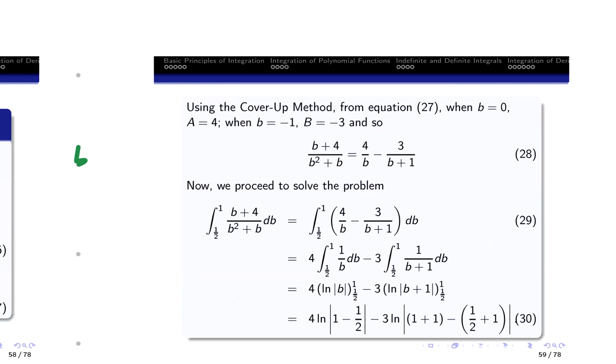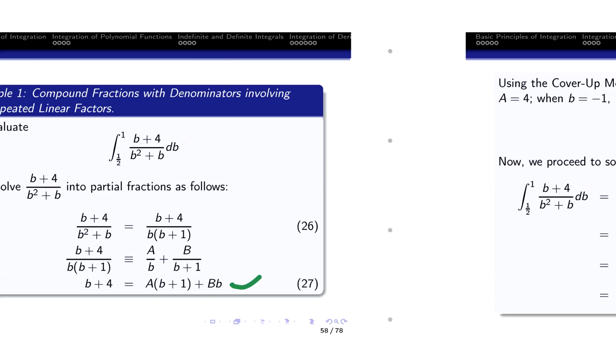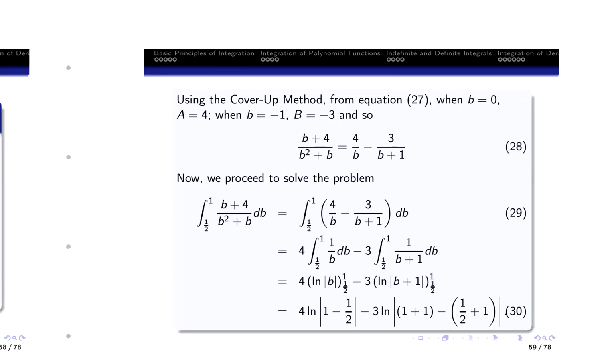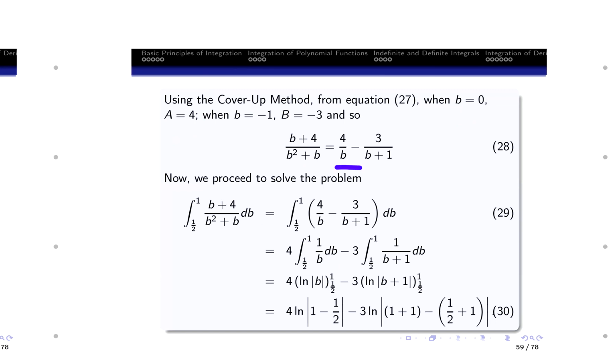When small b is -1, big B is -3. And as such, b plus 4 over b squared plus b, this is what we broke it down to be. So our job was to look for A and B, and now we found A and B to be 4 and -3 respectively. So we can put them here and we get that. So with this now, you have this compound fraction resolved into two fractions, into partial fractions, 4 over b minus 3 over b plus 1.